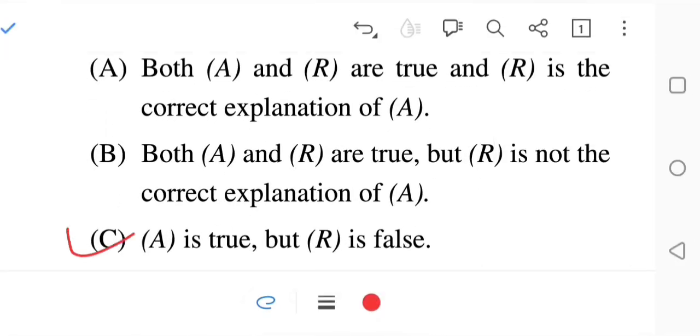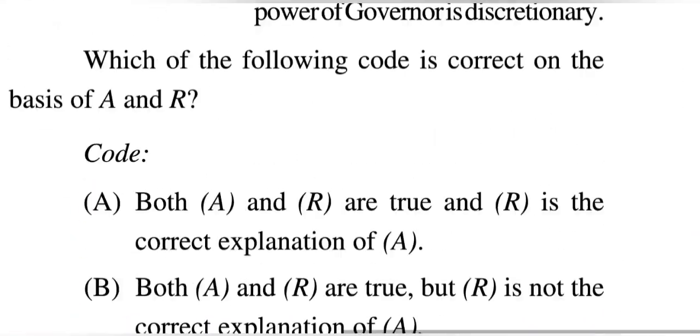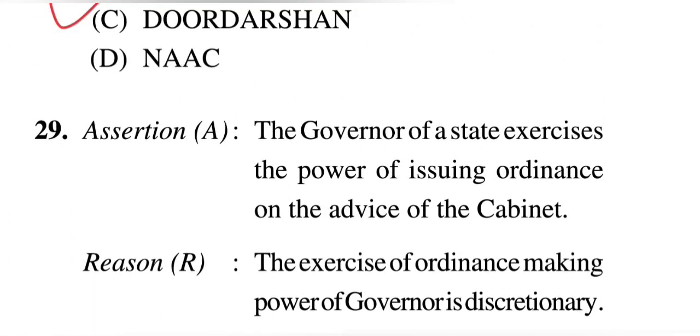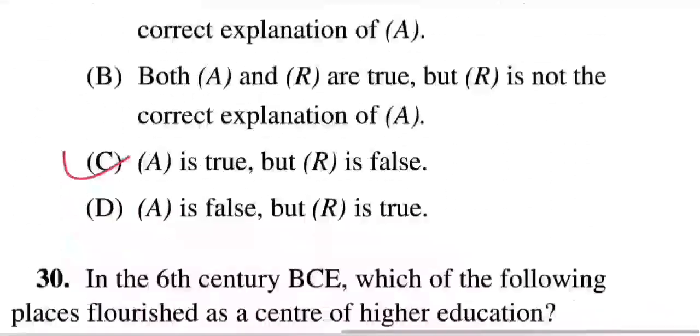So let me give you the explanation that is needed here. A is true, but R is false. That means the governor of a state exercises the power of issuing ordinance on the advice of the cabinet. This assertion is correct, but the reason here, the exercise of ordinance making power of governor is discretionary, it is not true. It is wrong.